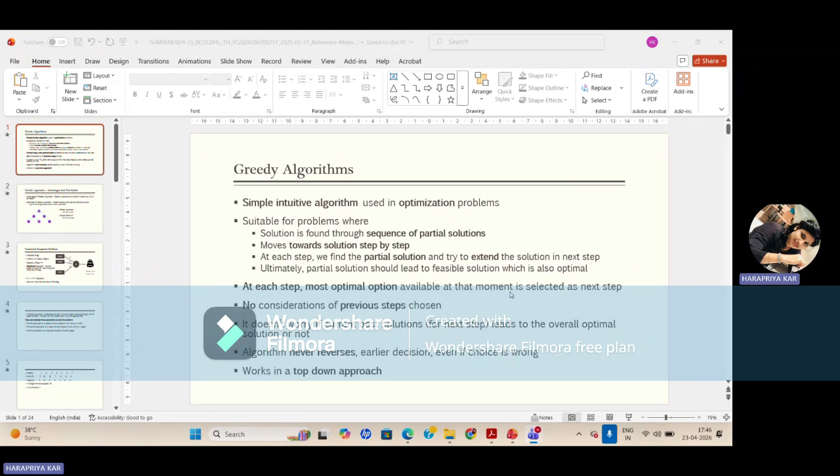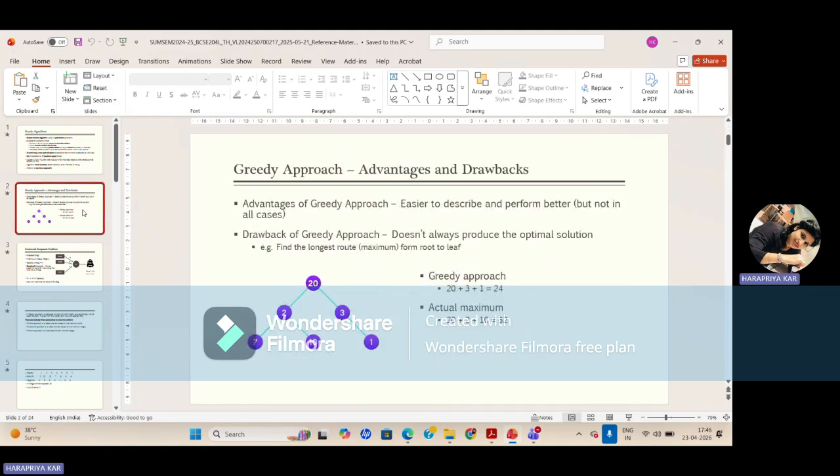So here you can see what the advantages and drawbacks are. Now we understood how the greedy algorithm works with an optimization problem. So now we will understand what the advantages and drawbacks of this particular approach are. First of all, the main advantage of the greedy approach is that it is easy to describe and performs better. Okay, but it is not suitable for all cases. This is very important. The main advantage is that it is very easy to describe and performs better. And what are the drawbacks here?